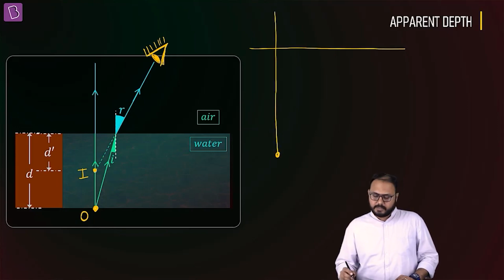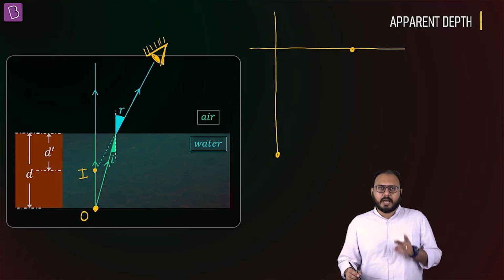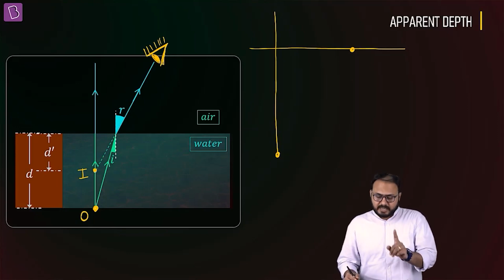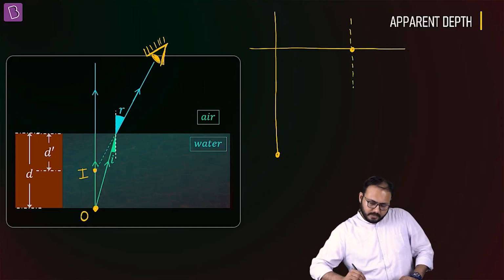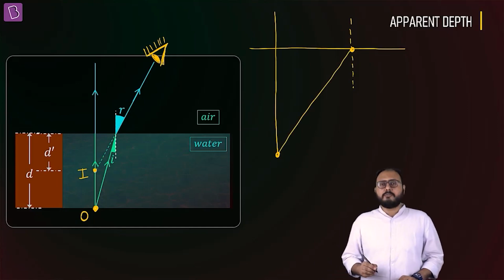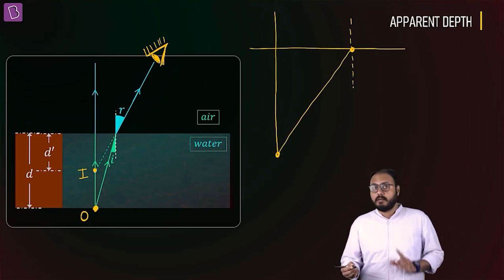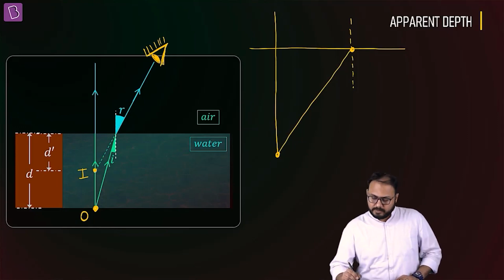Here was the object. And sir, why do we need to magnify it? I'll tell you just now. I am redrawing the diagram for a reason, because I have to convey something very important to you. Here is the ray, right? You are going from denser to rarer, water to air. So away from the normal.